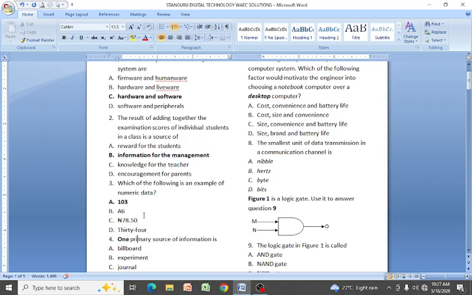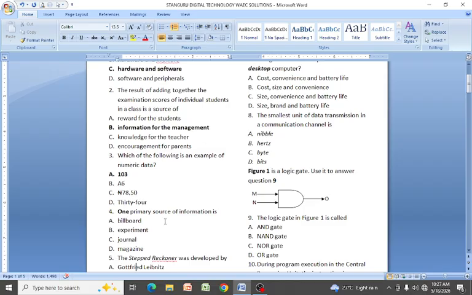Then question number 4. One primary source of information is what?